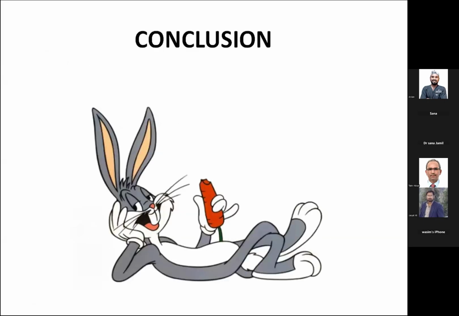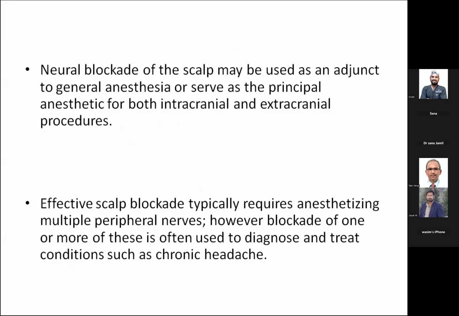Now, the neural blockade of the scalp may be used as an adjunct to general anesthesia or serve as the principal anesthetic for both intracranial and extracranial procedures. Meaning the scalp block can be used to supplement and be a part of a multimodal analgesic technique during general anesthesia, or the scalp block may be the sole type of anesthetic used during awake craniotomies.